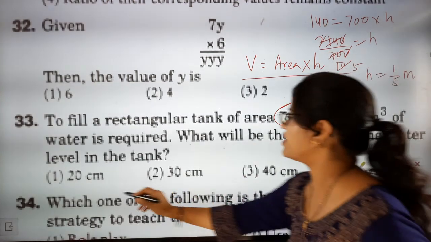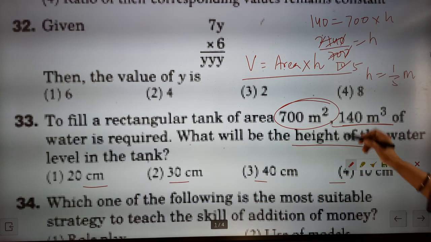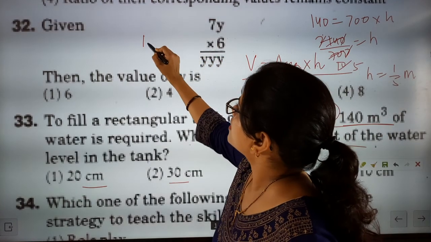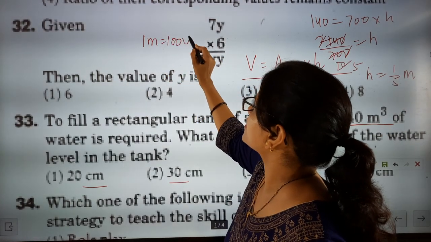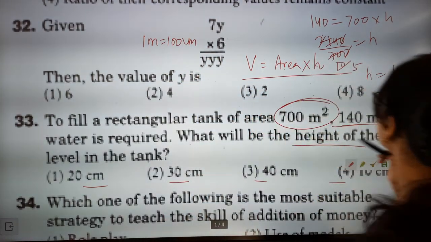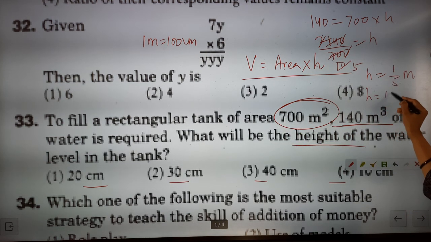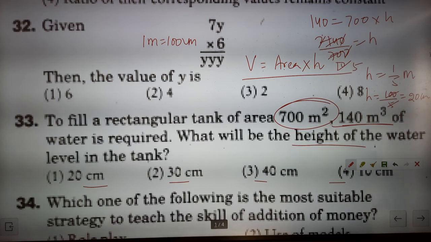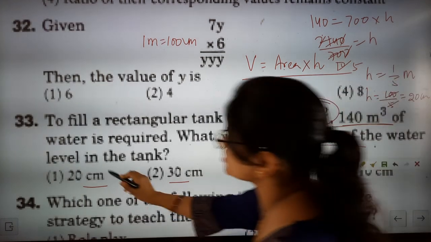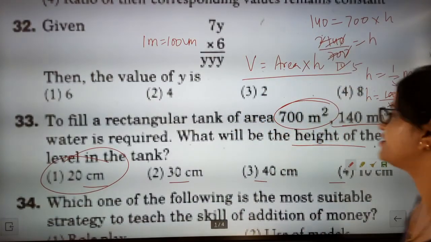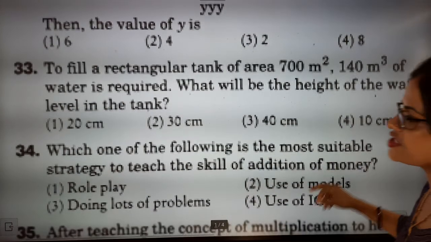So answer is coming in centimeter. So we know that 1 meter equal to 100 centimeter. So here 100 by 5 will come. So it will become 20 centimeter. Now check, where is 20 centimeter? The first option itself is telling 20 centimeter. So now we will go for the next question.